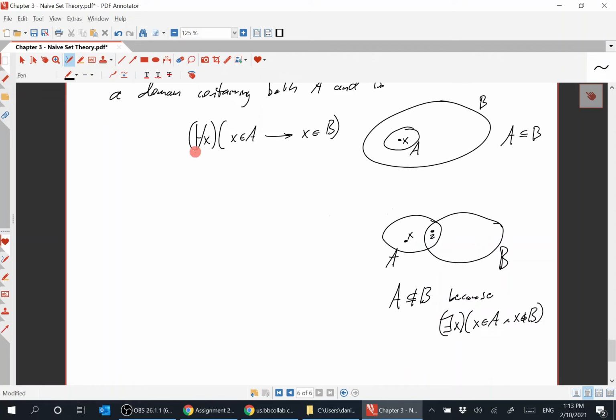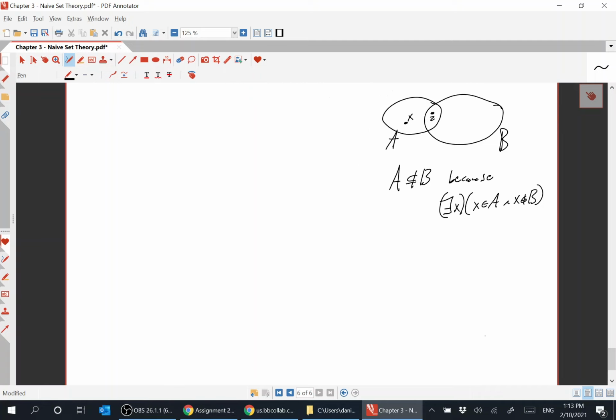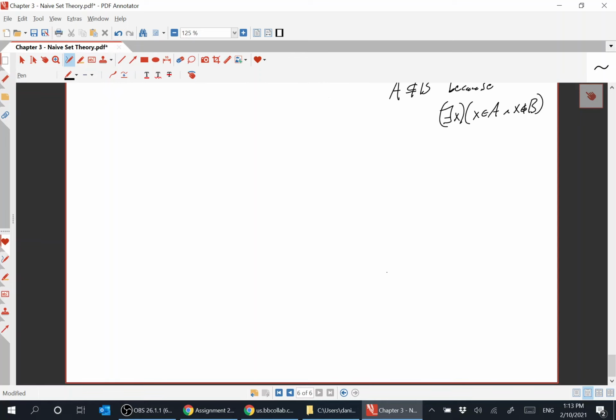Subset means for every element x in A you get x in B. Here, sometimes x in A gives you x in B, but there is a thing that is in A but not in B. So hypothesis true, conclusion false. So the implication describes exactly this containment relationship that we've been talking about, this subset relationship, and that's why I introduce it right off the bat, because it's something that's intuitively clear, this subset concept.